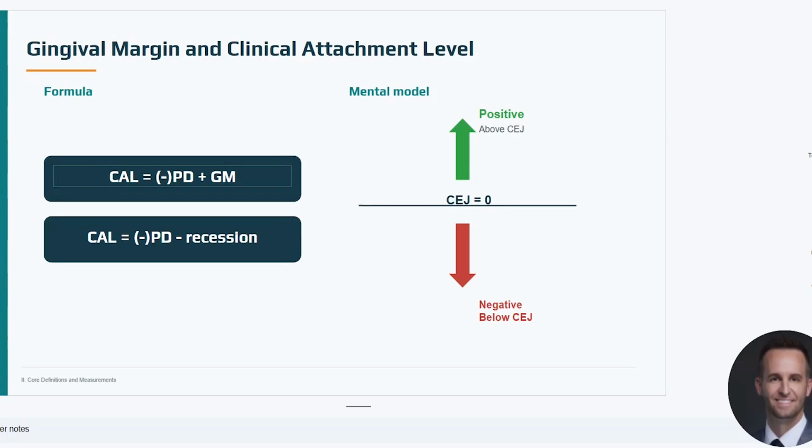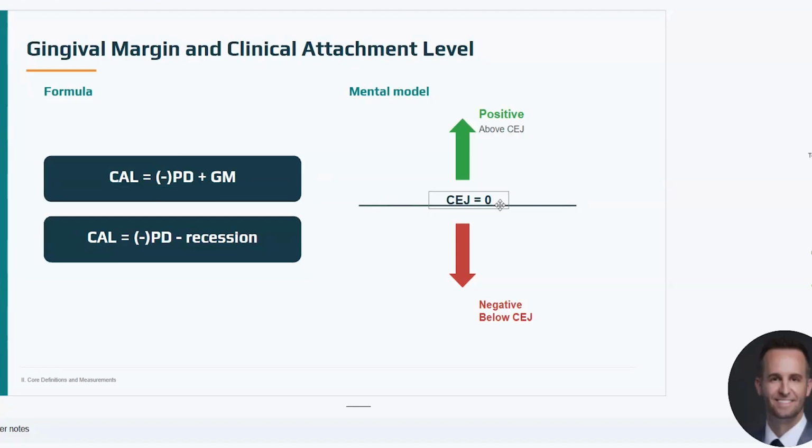So clinical attachment level is equal to probing depth. So if we get a probing depth of 2, in order to do this math problem, we need to add that invisible negative sign in front of our number. So it's going to be -2 plus the gingival margin level. If the gingival margin level is a positive value, we're going to add it. So -2 plus 2 is going to be 0. Clinical attachment level is 0.